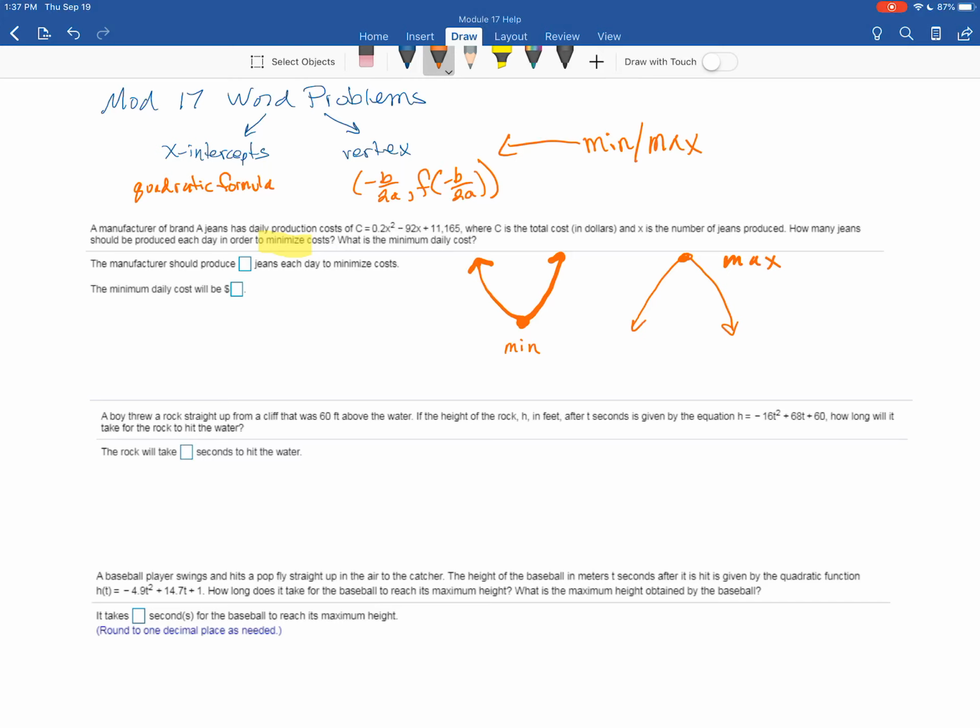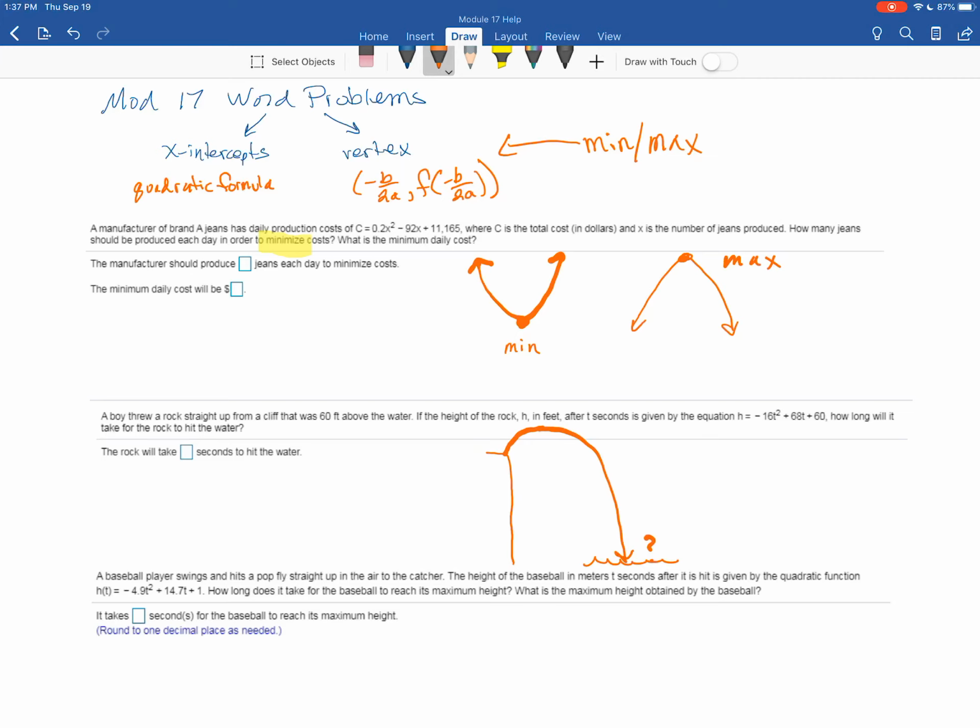A boy threw a rock straight up from a cliff that was 60 feet above the water. So I'm going to visualize this one as well. Like, what's going on here? So this boy is standing on a cliff. He throws a rock up in the air. So something like this is going to happen. It asks us how long will it take for the rock to hit the water. So it must be water down here. We want to know, where is this?